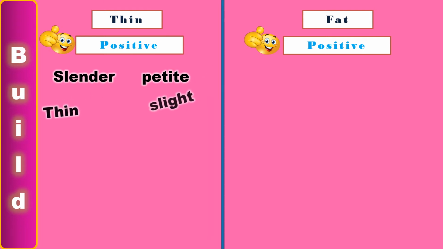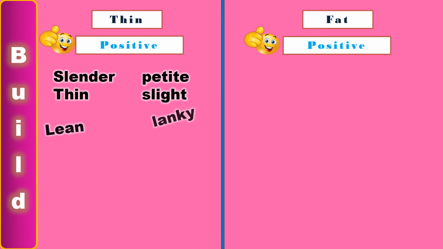Next, you can also use thin or slight. Slight meaning to say very thin. Next, you can also use the word lean. Lean meaning to say that you have skin and muscles only. You do not have any fats on your body. Lanky is a person that is very tall and very thin.